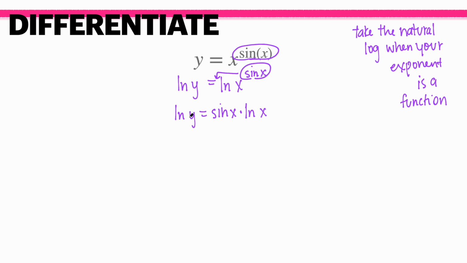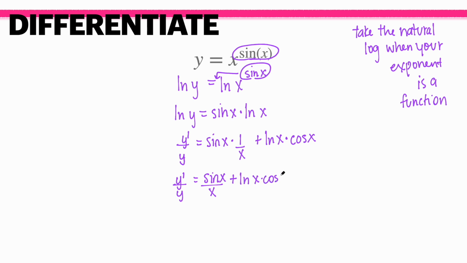The derivative of natural log is going to be y prime over y. And now you're going to do the first function multiplied by the derivative. Natural log of x becomes 1 over x. Plus the second function times the derivative of the first, which is cosine. So to solve, you have y prime over y equals the sine of x over x plus the natural log of x times cosine of x.